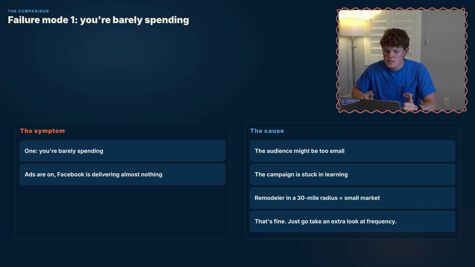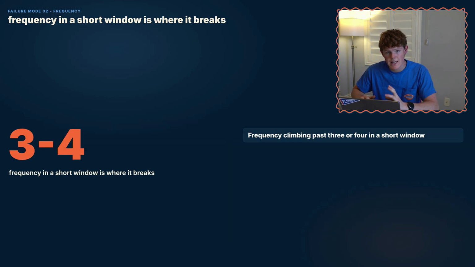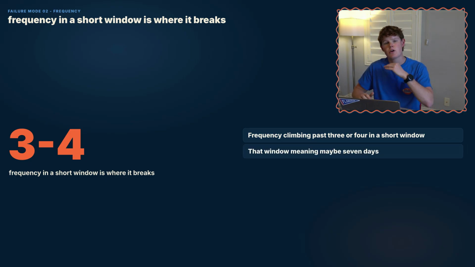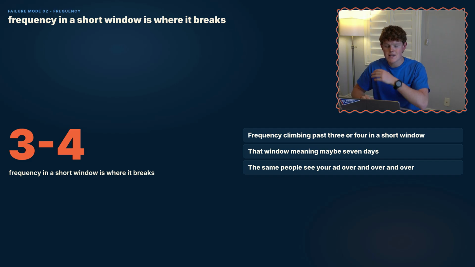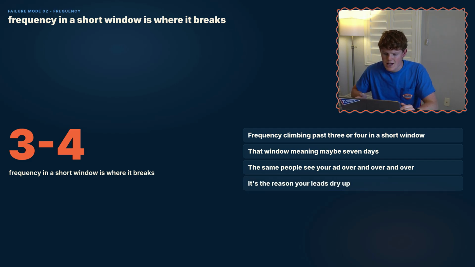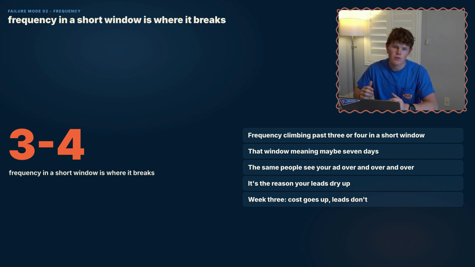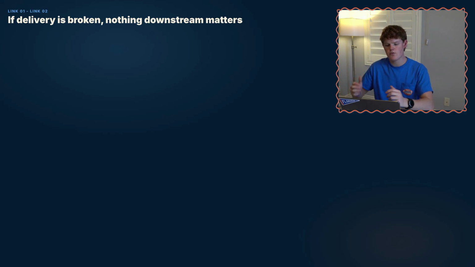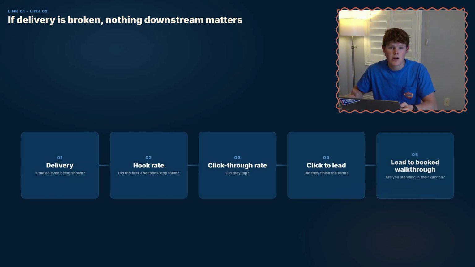Second, frequency is climbing past 3 or 4 in a short window. That window meaning maybe 7 days. The same people are going to be seeing your ad over and over and over, and it's actually the reason why your leads are going to be drying up. Week 3, your cost is going to go straight through the roof while your leads don't. Not because the market is tired of remodeling, it's because like 11,000 people have seen the same kitchen photo of yours 6 times. That's not going to work. So if delivery is broken, nothing downstream matters. So this is the first thing to fix.